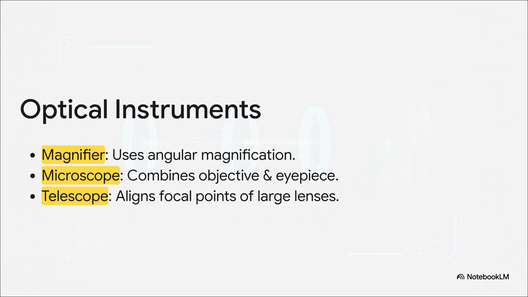An objective lens creates a real, enlarged image of a tiny object, which then acts as the new object for an eyepiece lens that magnifies it even further into a virtual image for our eye. Finally, the refracting telescope completely flips the script. It uses a massive objective lens to capture parallel light from distant galaxies, focusing it down before an eyepiece magnifies that cosmic light for the human eye.